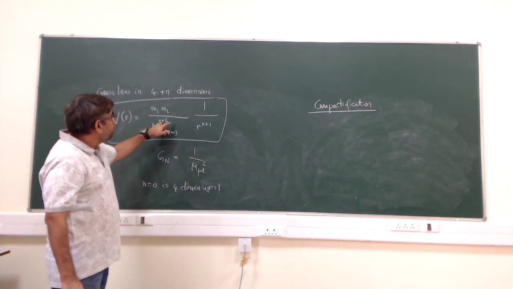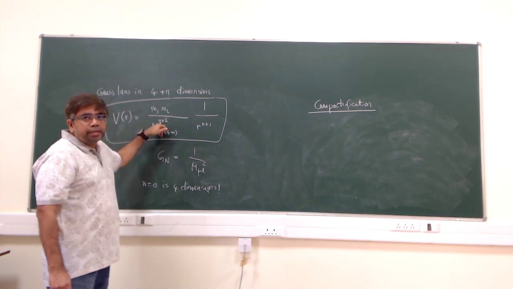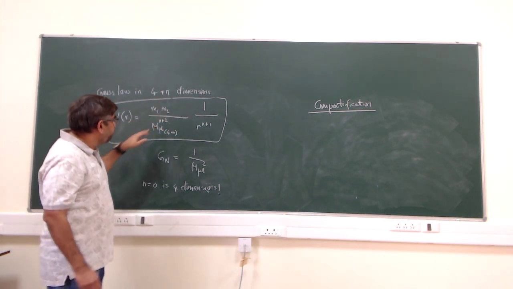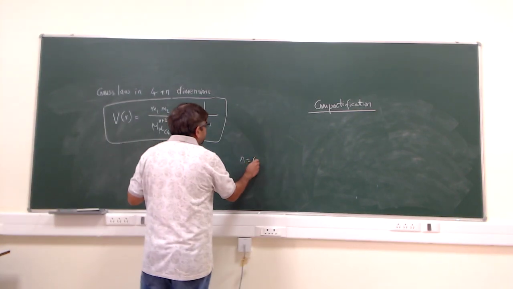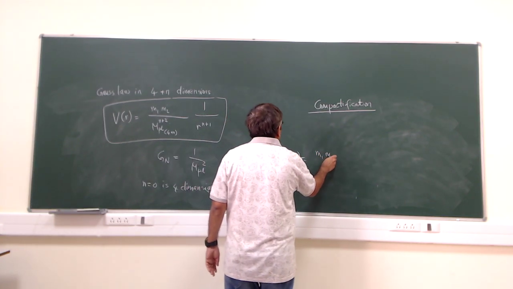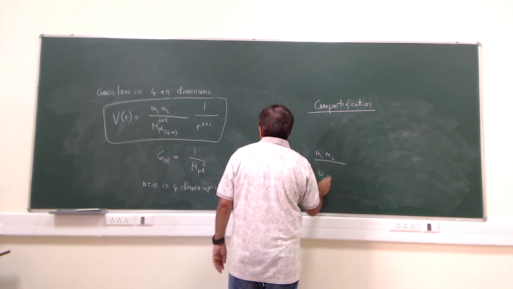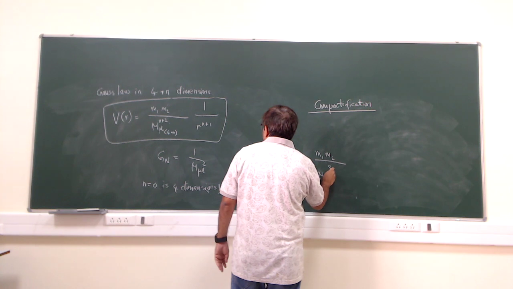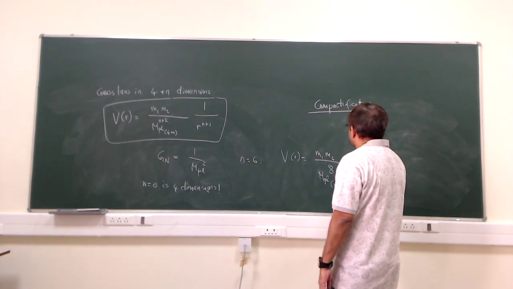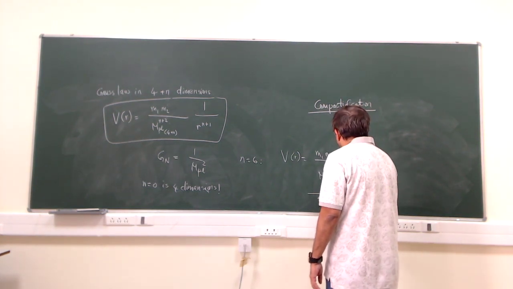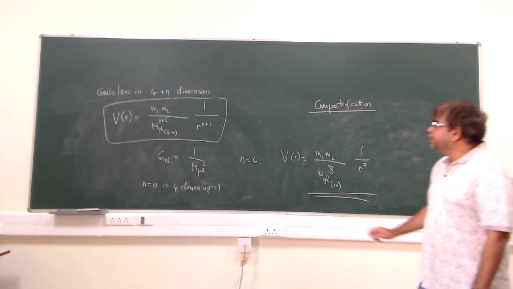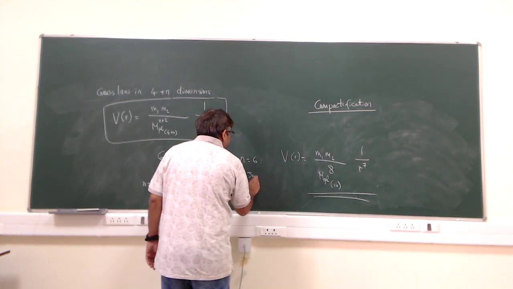So in string theory, how many extra dimensions do you have? 6 extra dimensions, because superstring theory is in 10 dimensions. So you have N equal to 6. So what do you have? V of R is equal to M1 M2 by M Planck, with a factor 1 by R. So for N equal to 6, this is superstring theory in 10 dimensions.